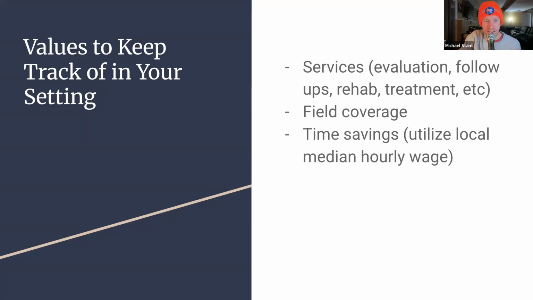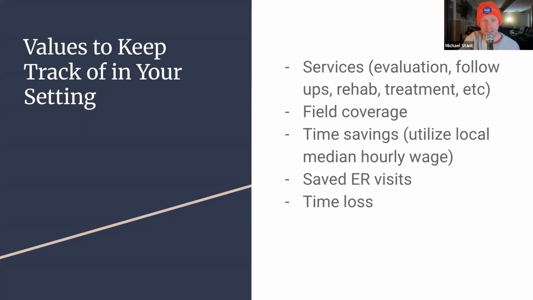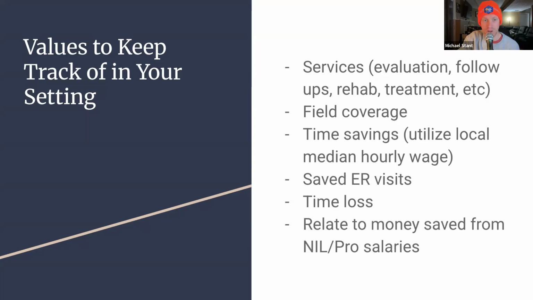Time savings, and I have another slide here about how to do that. It's how much time it would cost someone to go to a doctor outside, and then I multiply it by the median hourly wage. That's more so, if a parent has to take time off in order to take their kid to an appointment, that's money they're losing. Saved ER visits: I actually don't utilize this in my own numbers. I just haven't figured out a way to make it consistent and creative enough to make it happen automatically. Then time loss, especially if there are bonuses or NIL money involved.